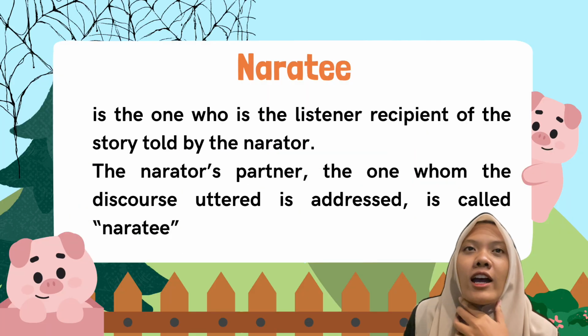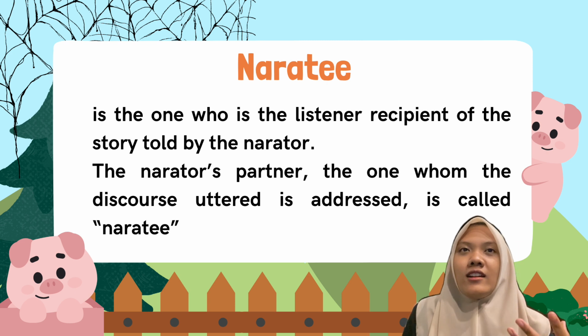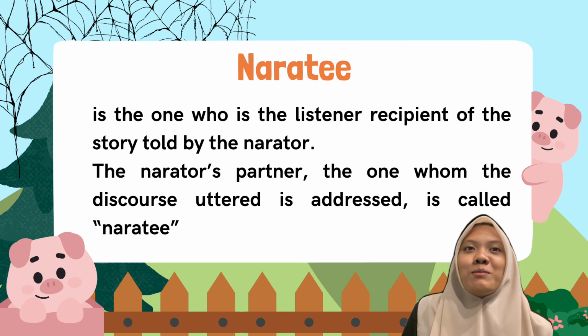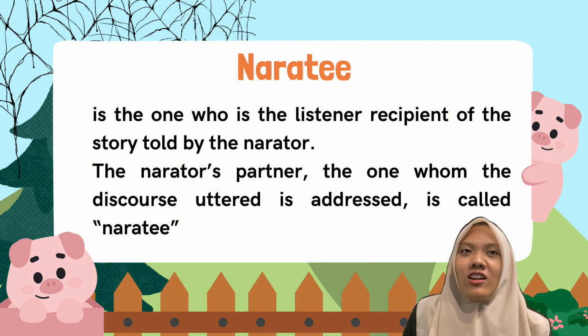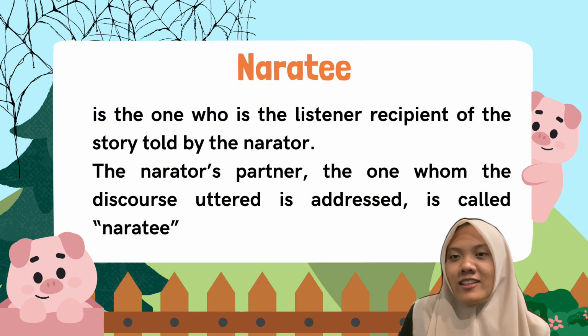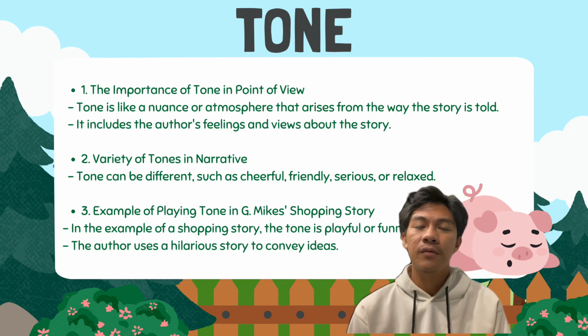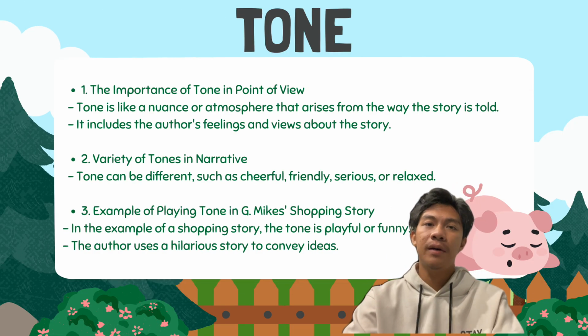And the one who is the listener, the recipient of the story told by the narrator, is the narratee. The narratee is the narrator's partner, the one to whom the discourse is addressed. Okay, the next material will be tone, and it will be delivered by Irma.